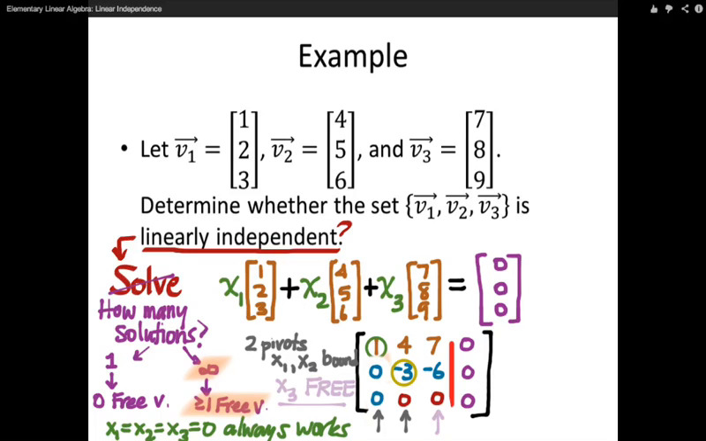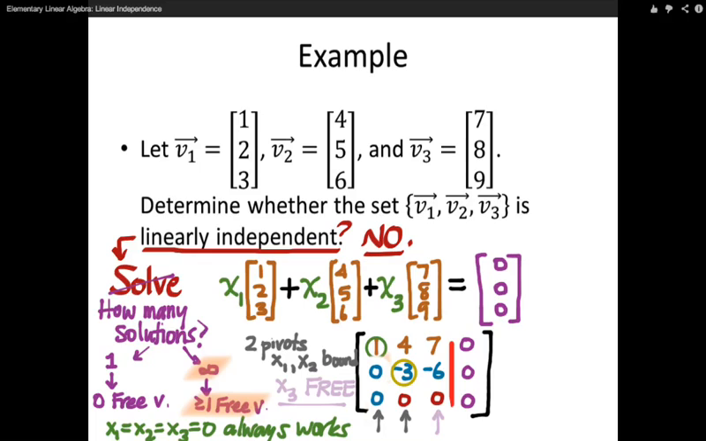Infinitely many. And so is this set of vectors linearly independent? No. Because there exists some linear combination of v1, v2, and v3 that gives us 0, which is not the trivial linear combination. In fact, we might well ask the question, what linear combination of v1, v2, and v3 gives me the 0 vector besides the trivial? In other words, what solution exists to this system besides 0, 0, 0? How could we find that?